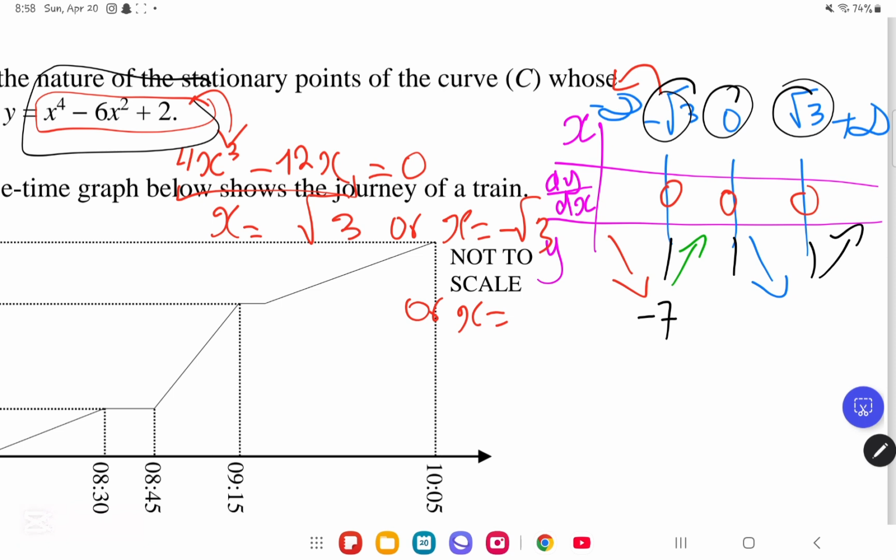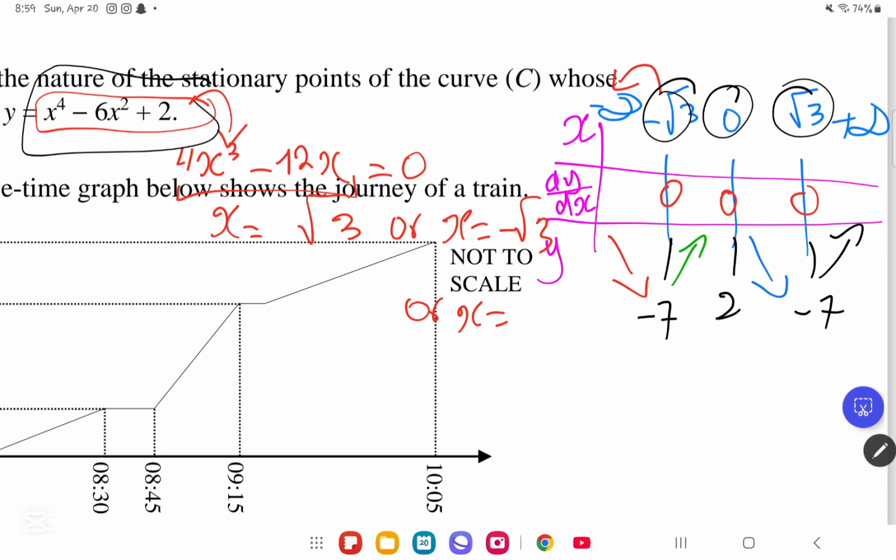Same goes for 0. If you put 0 instead of the minus radical 3, what will you get? So if you put 0 instead, you're going to get 2. However, if you put radical 3 instead of minus radical 3, what answer would you get? You would get an answer of also minus 7. So very simply, this is it for question number 4.